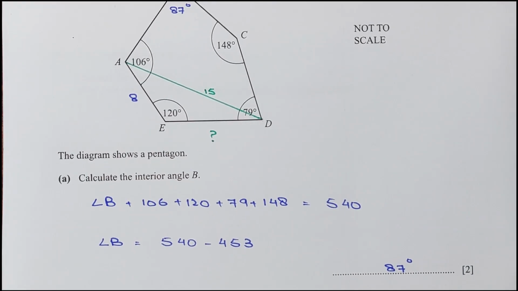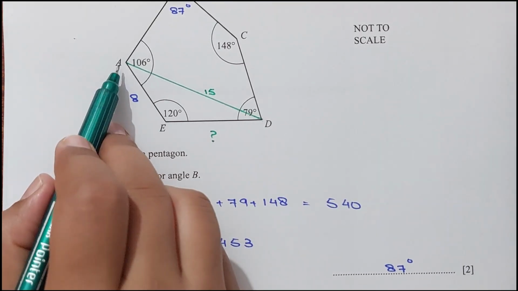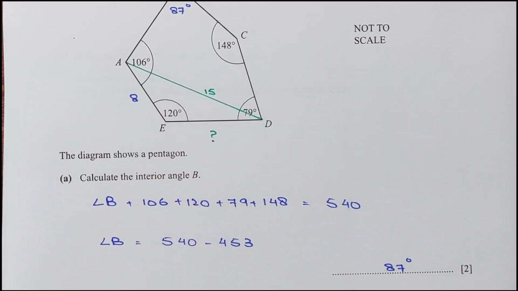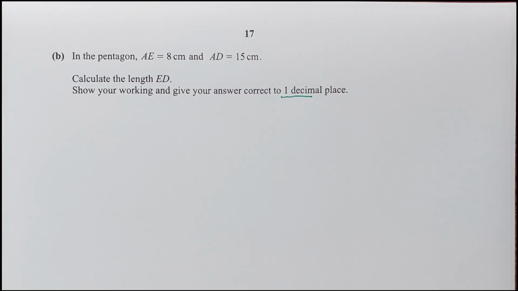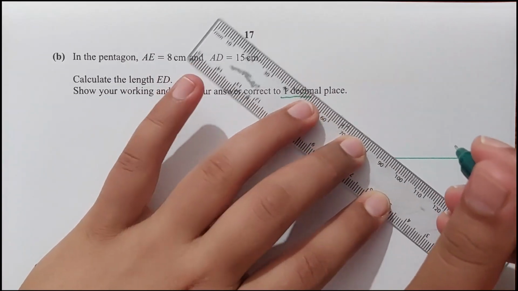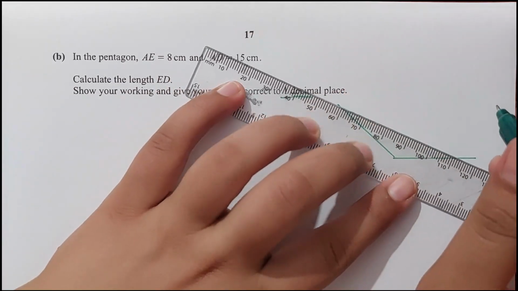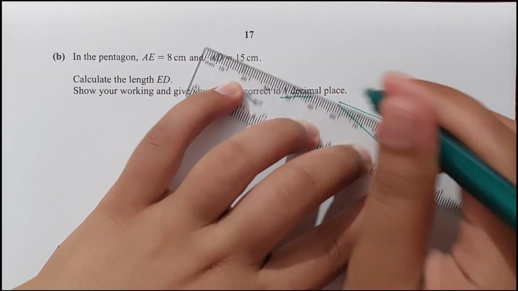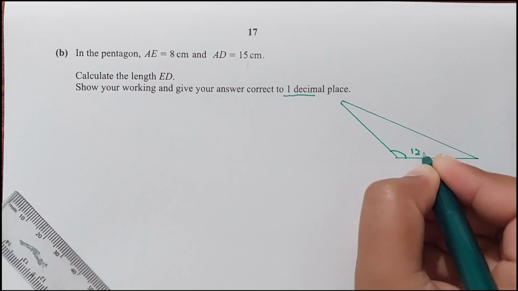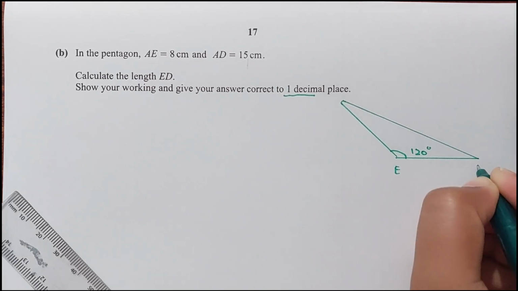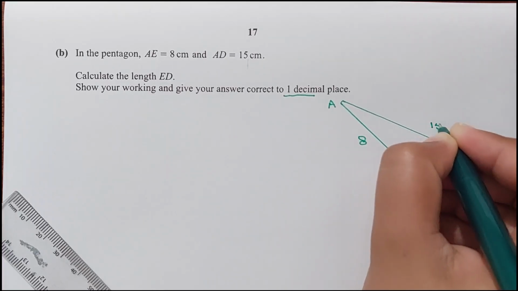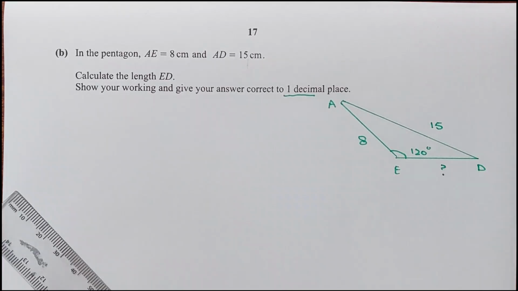All right. How can we calculate that? As we have A, E, and D, we have angle E, we have AE, we have AD. We have to find the missing one. Let me draw this triangle separately on the next page. This is the shape of the triangle. This is 120 degrees, and E and D. This is A, this is 8 centimeters and this is 15 centimeters. We have to find this length.